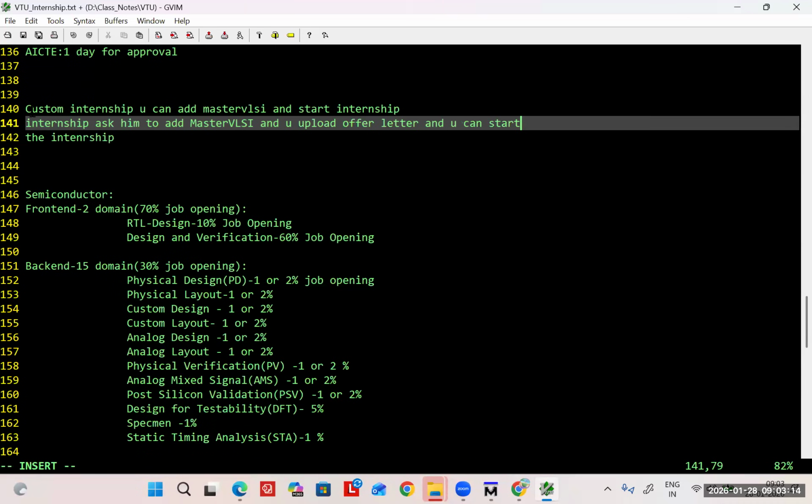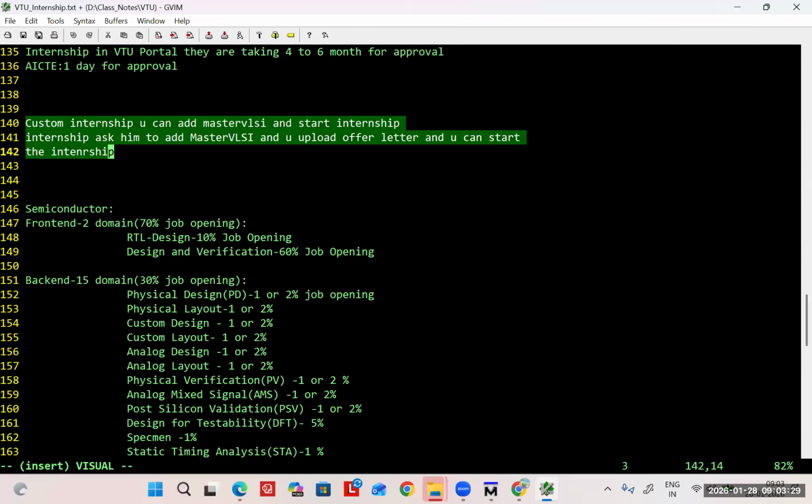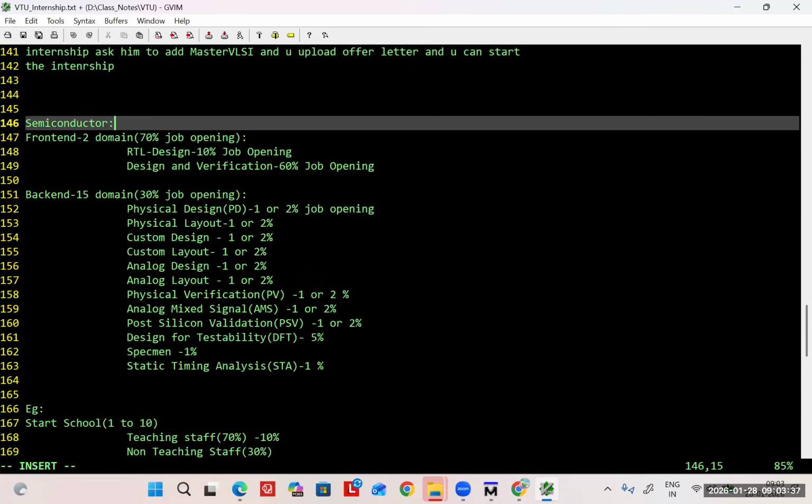So what can you do now? You might have got an offer letter. Go to your internship coordinator, ask them to add Master VLSI as the company and upload your offer letter. That is enough. That will start your internship. If you are a BTech student, or a student of another branch or another university, there is no such step, only one offer letter. That's it, over. There are no more steps involved.